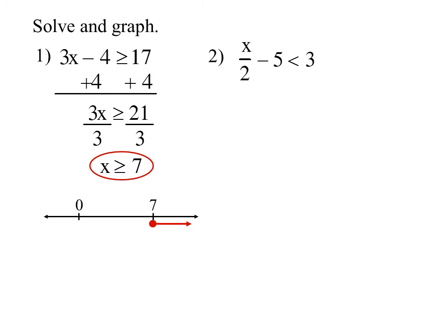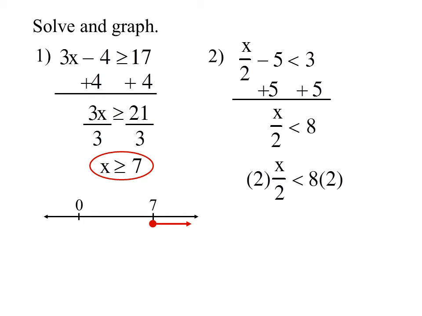On number 2, what would we do first? Multiply by 2. Not yet. We got to add 5 first, because otherwise I'd have some weird stuff going on. So we do want to add 5 first and get the fraction by itself. And then, now that we have x over 2 is less than 8, we can multiply both sides by 2. Let me back that up because it started to go fast. So multiply both sides by 2. That cancels out the divide by 2 on the left-hand side and gives us x is less than 16.